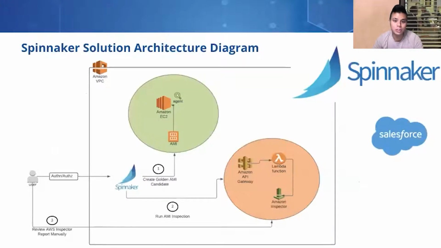I want to now introduce to you the Spinnaker solution. I took the key flow of what we saw earlier and integrated alongside with the tools provided by Spinnaker. Let's go through the architecture. First off, we can also trigger the GoldenAMI Spinnaker pipeline with manual trigger, periodic trigger, or a CI/CD trigger.